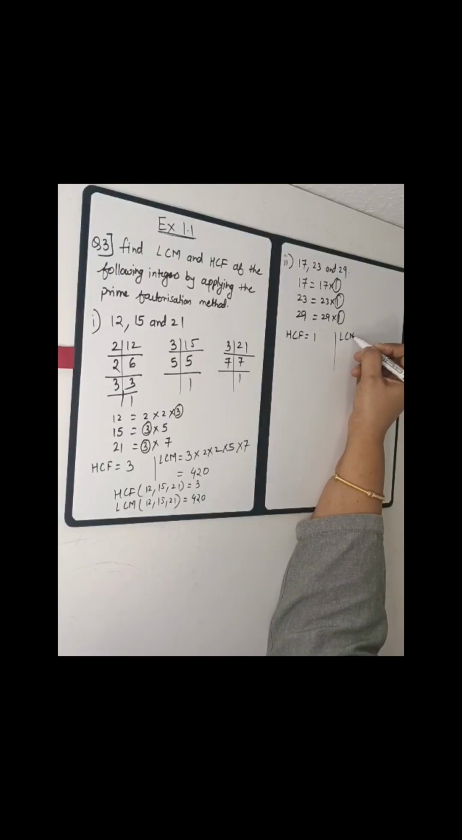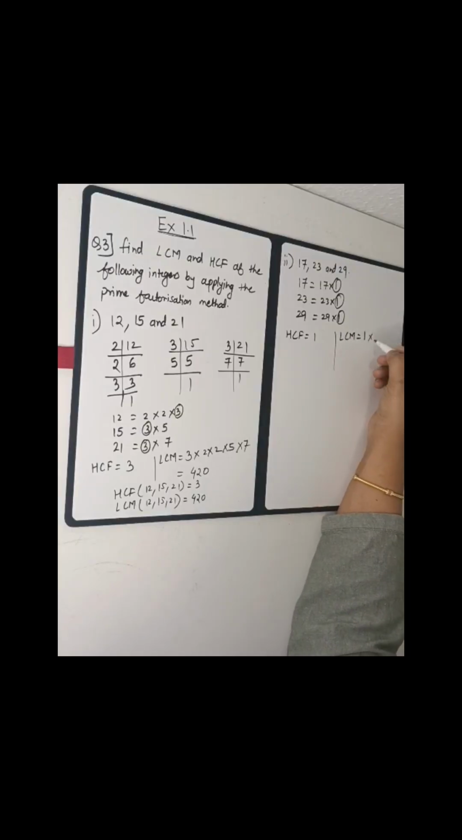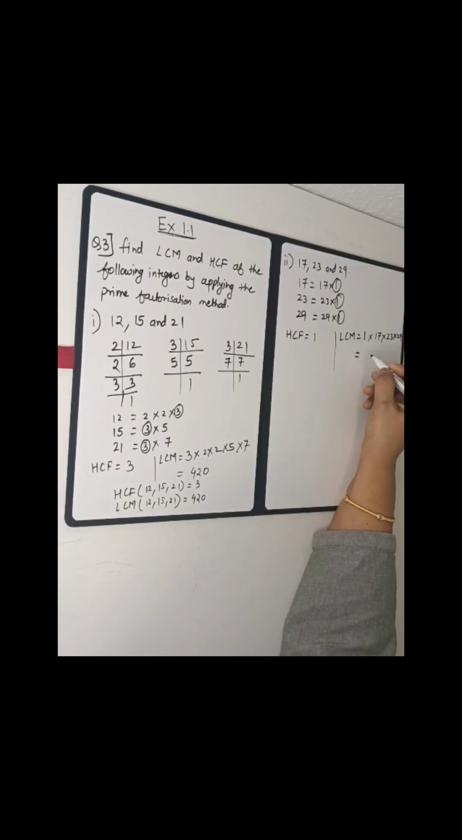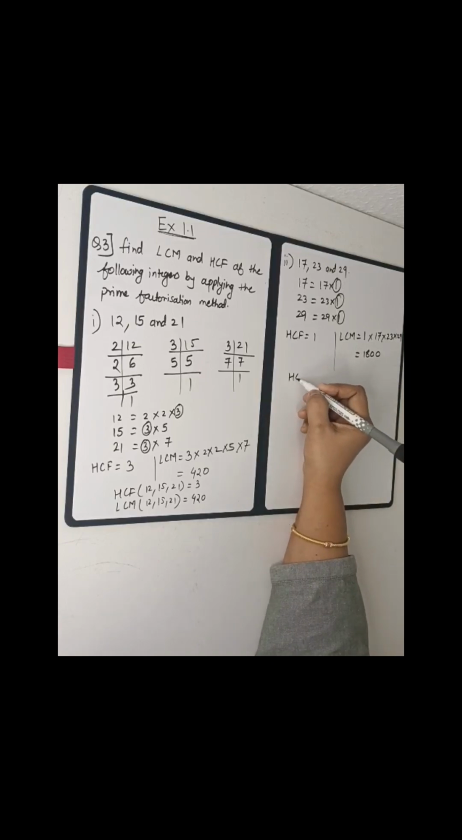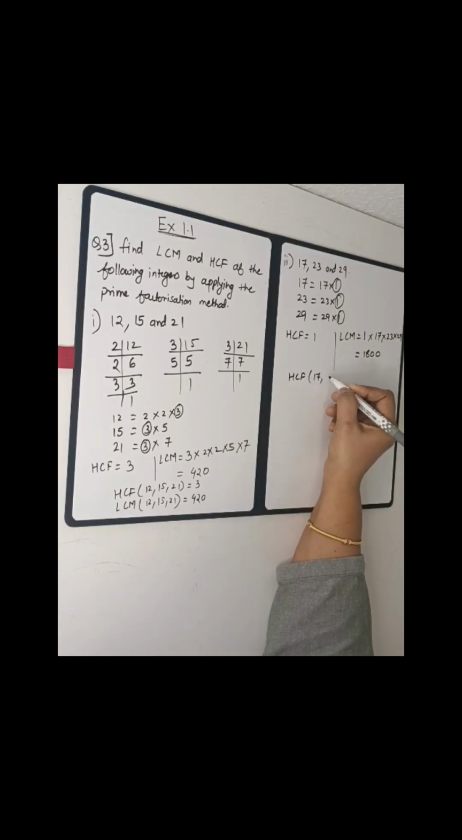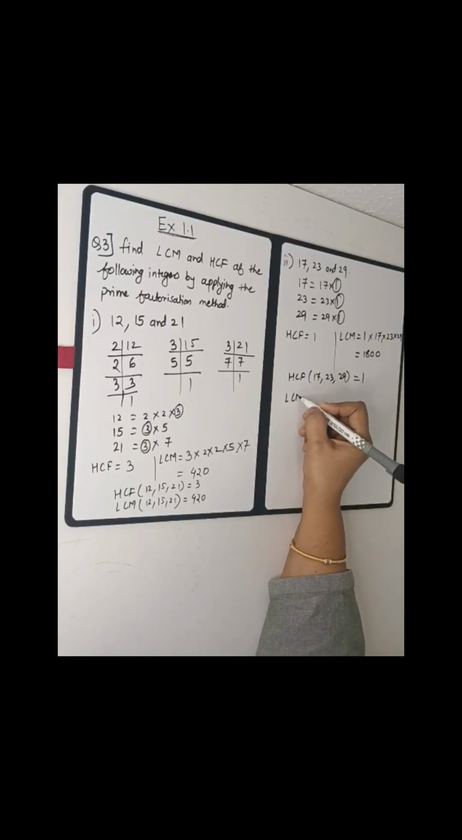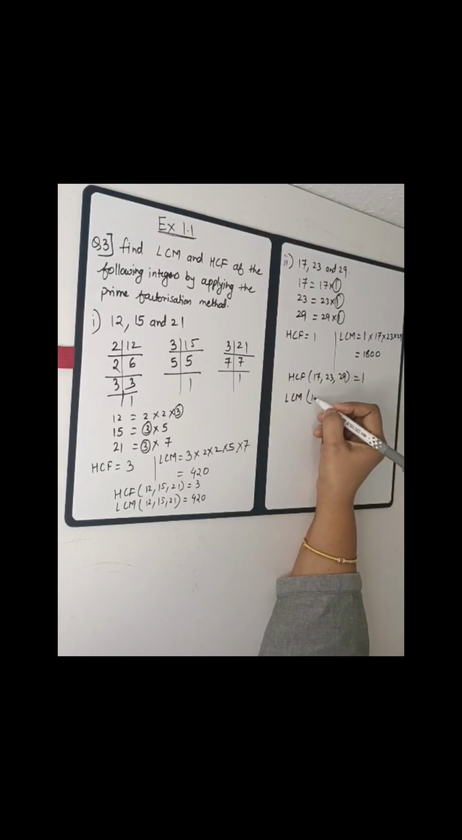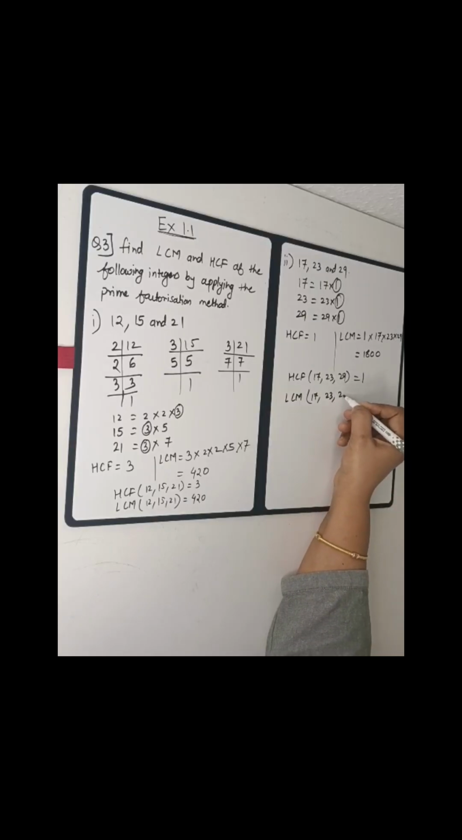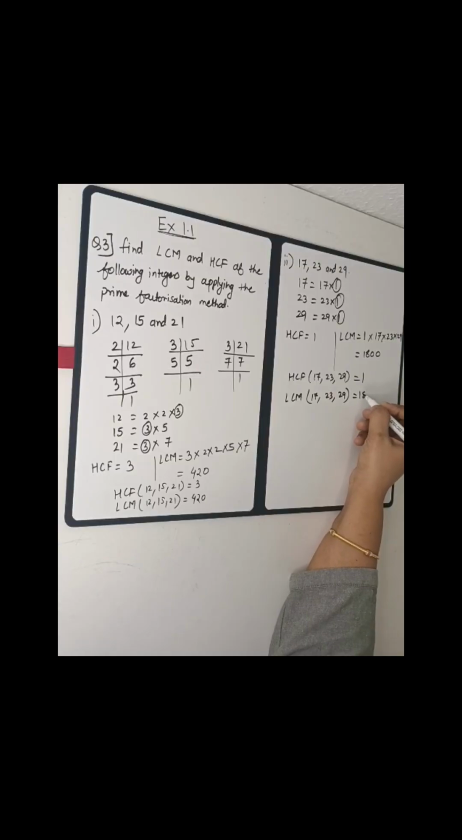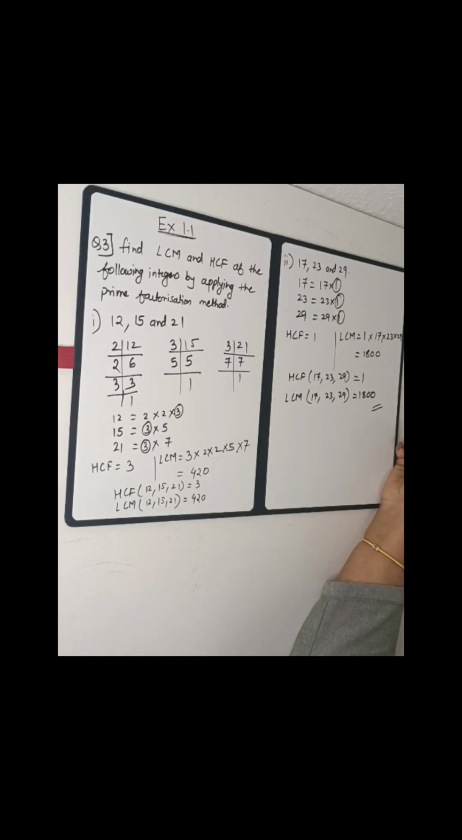Then you go to LCM, you take this 1 which is there common for all, and then you multiply 17 into 23 into 29. If you do this, you will get LCM as 1800. Again you write HCF of 17, 23, 29 is 1, and LCM of again 17, 23 and 29 is 1800. I hope you have understood this question. Let us go to the next question, question number 4.